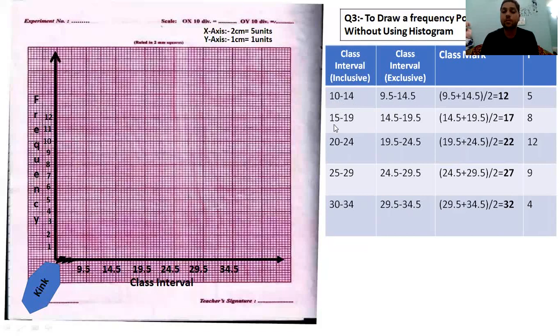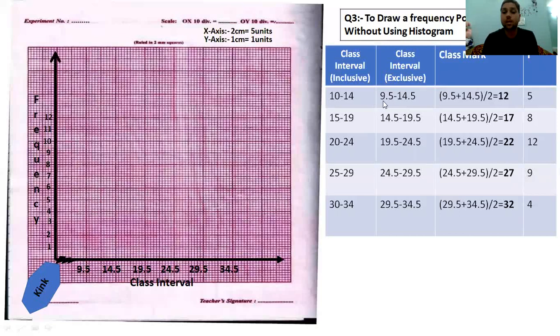The class intervals are 10 to 14, 15 to 19, 20 to 24, and 25 to 29. So we have an inclusive series here. First convert it into an exclusive series. Then you have to find the class mark. What is the formula to calculate the class mark? That is lower limit plus upper limit divided by 2. So we have 12 here. This is basically the middle point, the central point of these two numbers, 9.5 and 14.5.